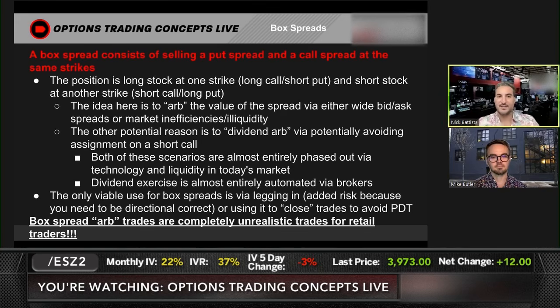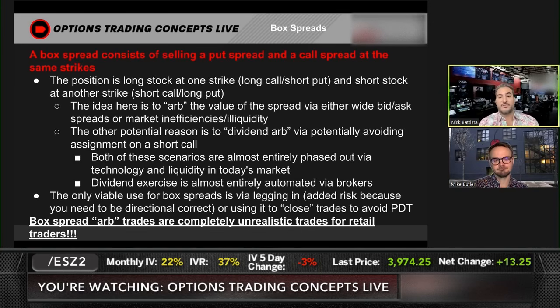The box appears to give you some sort of risk-free value while being both long and short the underlying. So the idea here is that you are capturing some sort of arb value of the spread via wide bid-ask spreads. When you look at these positions, you might see wide bid-ask spreads where you're marking at a much higher value than what that spread is worth. Or if you're trying to play into some sort of inefficiency or illiquidity in the market, which, both of these are not really on the table anymore, just given technology and access to the markets now.